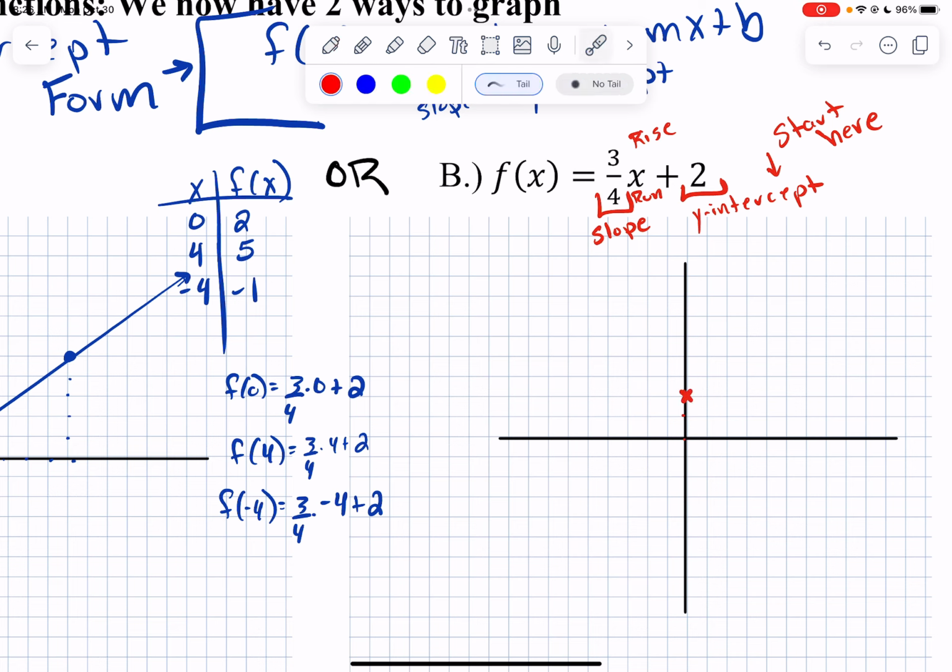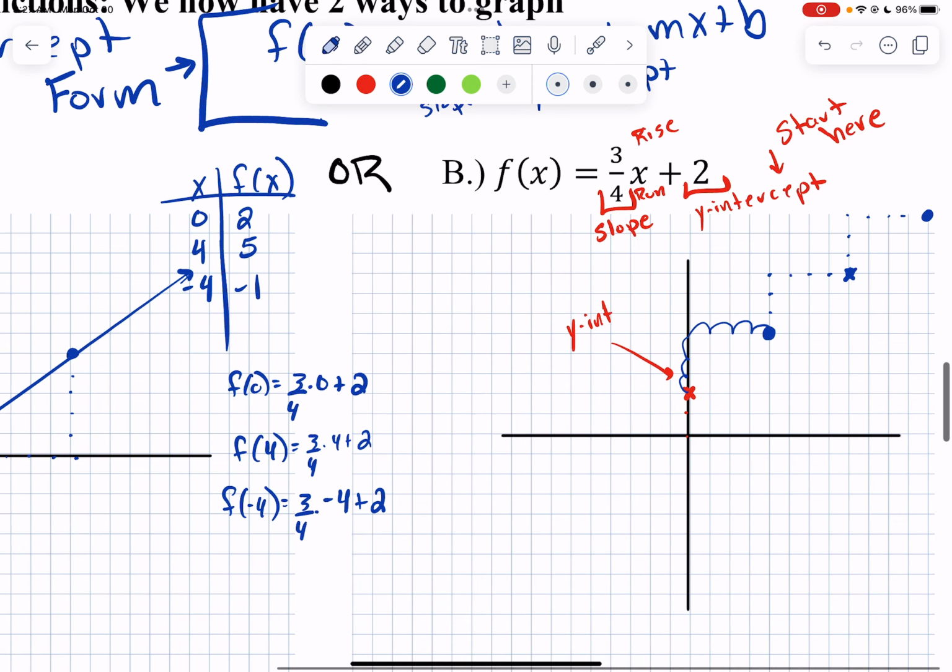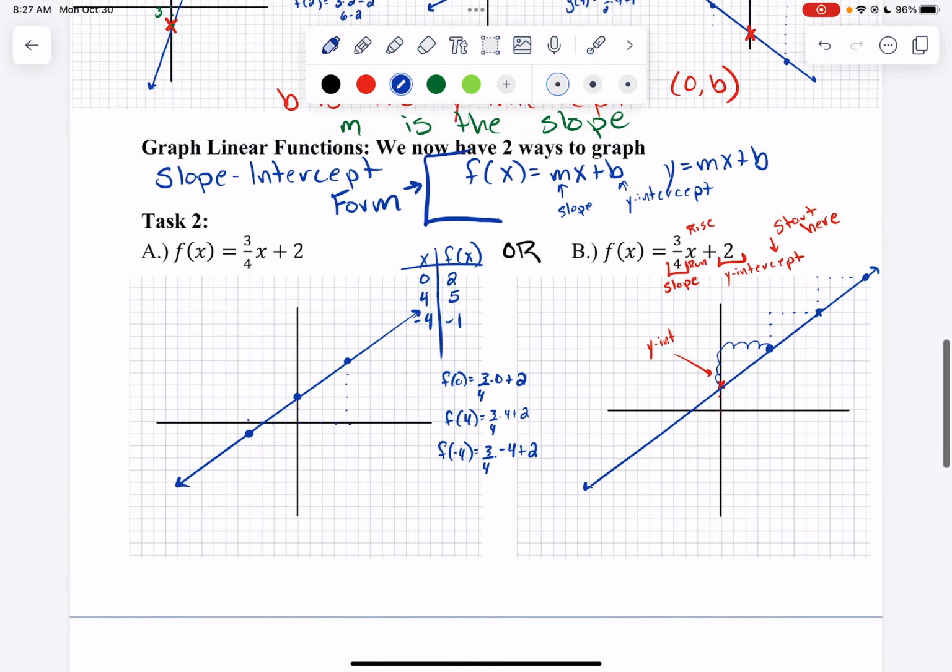I mark my y-intercept, and then my slope. From this point, I go rise of 1, 2, 3, run of 1, 2, 3, 4, which puts my new point there. Rise of 1, 2, 3, run of 1, 2, 3, 4, puts me there. And I can keep going, rise 3, run 4. And I get this nice line. Connect the dots.